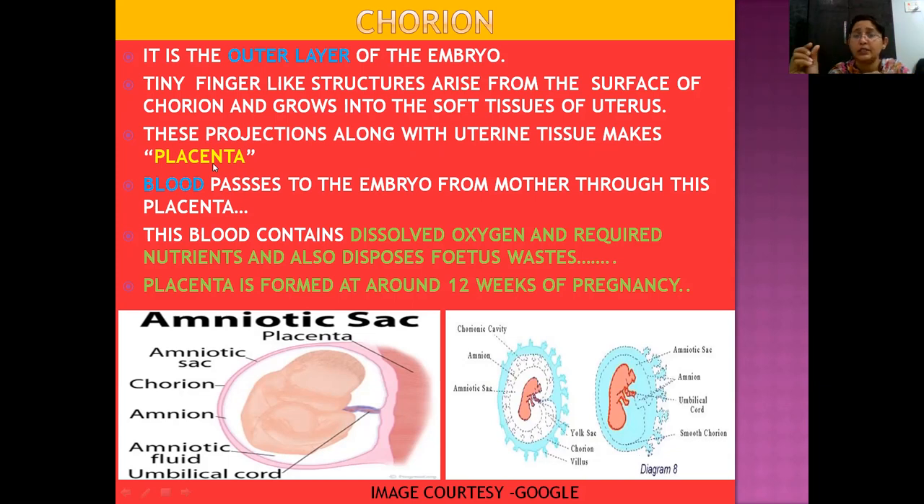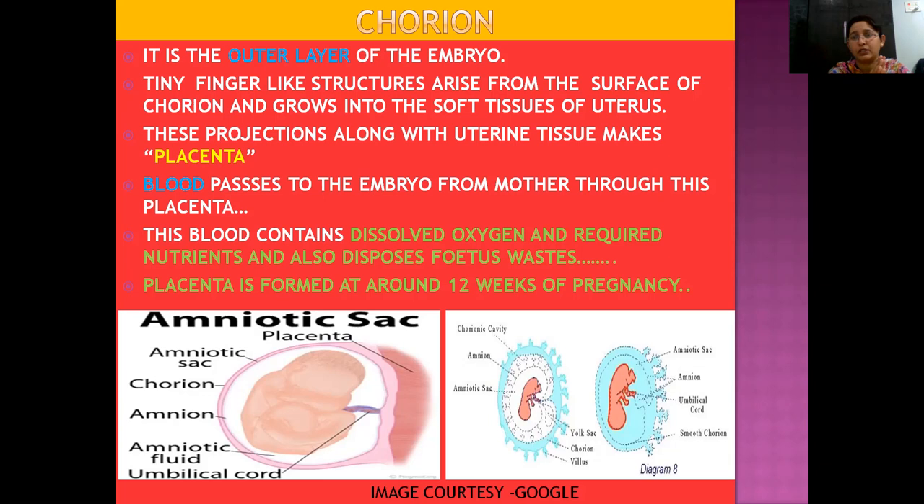So placenta is the membrane which is formed by the membrane of the fetus and also the membrane of the mother. Both the embryo and the mother combinedly form the placenta. So what is the role of placenta? Placenta supplies the blood from mother to the fetus.